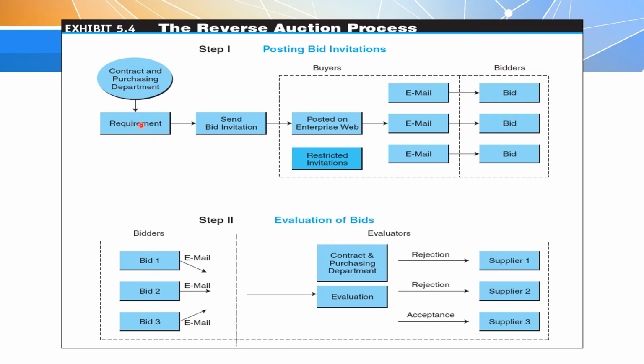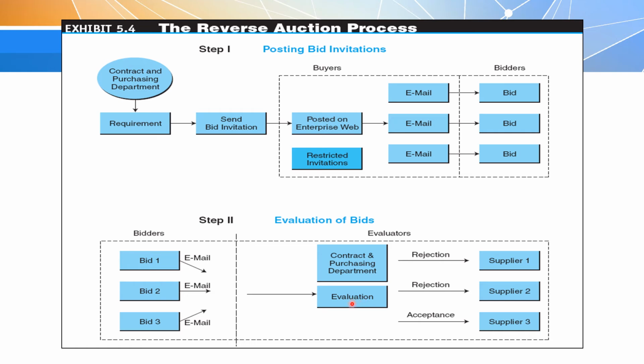Okay, and then it will send the bid invitation posted on enterprise web through email, and usually the invitation is restricted, and it will be sent through email. The bidders will do the bid, and then in the evaluation of bids, the process evaluation step, the bidders will send email. So the contract and purchasing department will do the evaluation process.